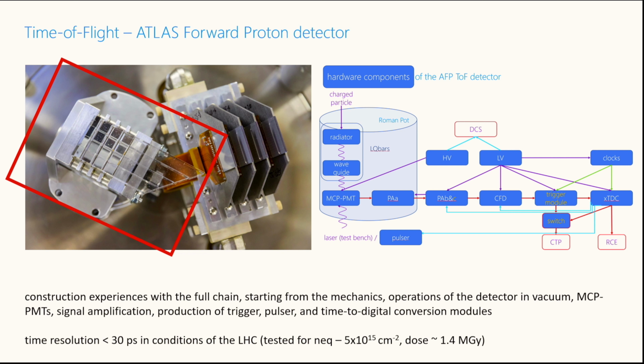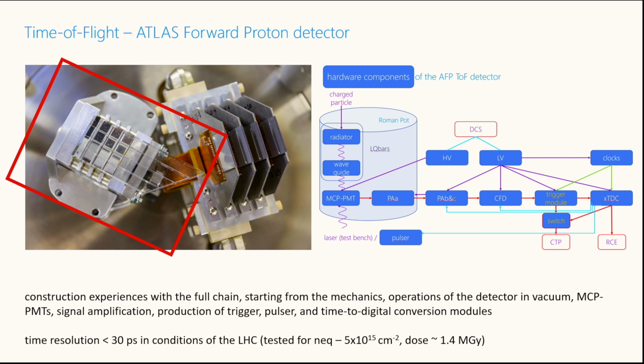Why or how did I come to this? We are working on a picosecond detector, I mean, with picosecond resolution. At the moment, we have 25 picoseconds resolution in a very radiation-harsh environment at the LHC. You see our detector here, the AFP detector, ATLAS Forward Proton.